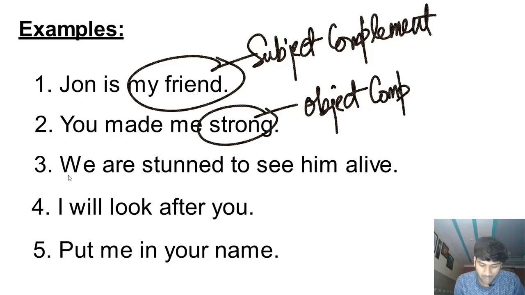Example number 3. We are stunned to see him alive. We is the subject, are is the main verb, a linking verb. Stunned is an adjective, right? Talking about the state of the subject. We are stunned.